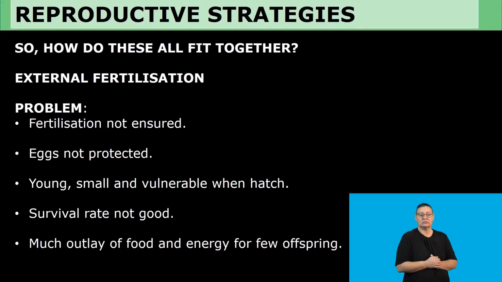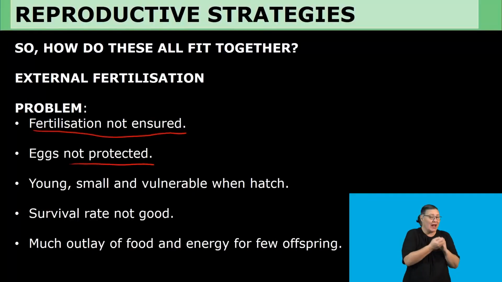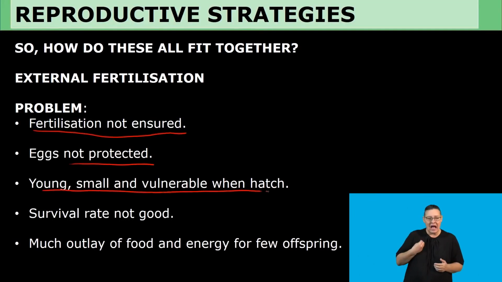External fertilization and the challenges with it. Fertilization is never ensured. We cannot guarantee that once the eggs are laid, they will be fertilized. And why? Because of the possibility of them being eaten by predators or the possibility that they are washed off by currents if it's in water. Eggs are not protected, and young are small and vulnerable when they hatch. They cannot run away from any form of danger.